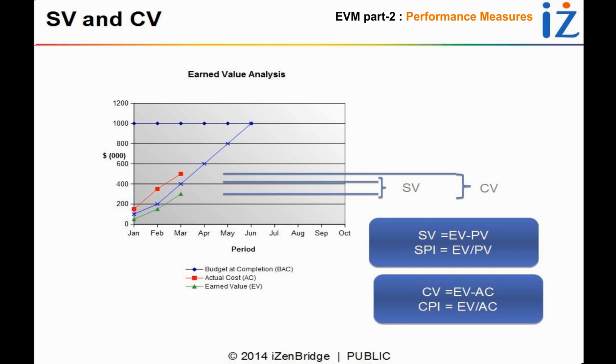So if you want to just memorize these two things, remember, be it cost variance or schedule variance, the first variable is earned value. If it is about schedule, the second variable is going to be planned value, because it's about a schedule thing. It is not about cost. If the indicator is about cost, the second variable is going to be actual cost. So SV is EV minus PV, schedule performance index is EV divided by PV, cost variance is EV minus AC, and cost performance index is equal to EV divided by AC.